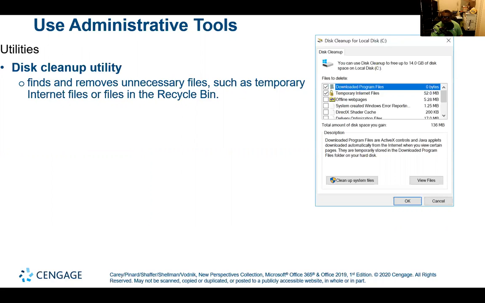So you put a little check mark next to the items that you want to have cleaned up on your hard drive, and it will go in and reallocate those files. That way you'll be able to use that space for something useful instead of holding up 10 gig in temporary files that you'll never use again.